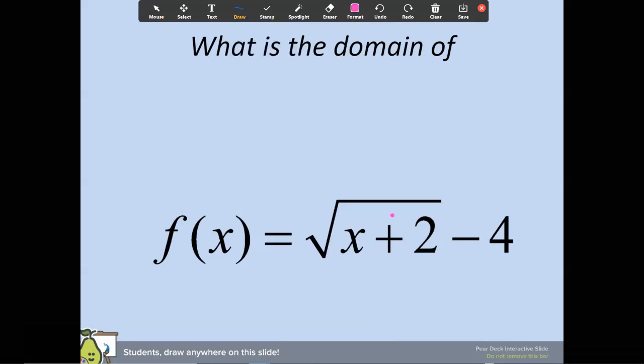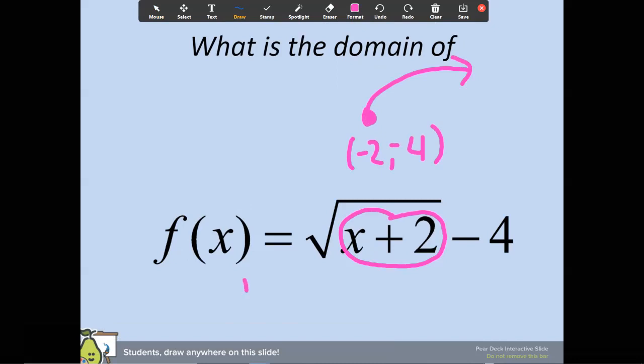Okay, so if you're thinking about this as a graph, this has a locator point at -2 comma -4, and then it's going this direction. Because it's a positive x, it's going to go to the right. If it had a negative x underneath the square root, it would have gone to the left. So the domain of this is going to be square bracket -2 to infinity.